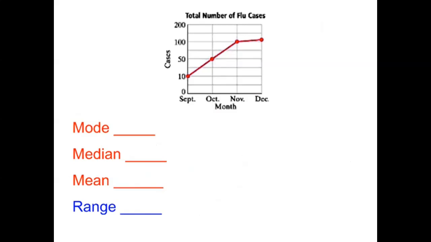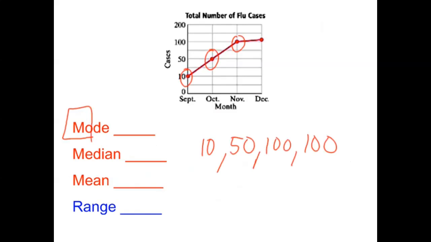Now this time we're going to pull our data from a line graph. So here we have one piece of data is 10. The next piece of data is 50. And then we have 100 and 100. So we have 4 pieces of data, and I've put them in order from least to greatest. Let's start with the mode. Well, we do have a most common piece of data, which would be 100.